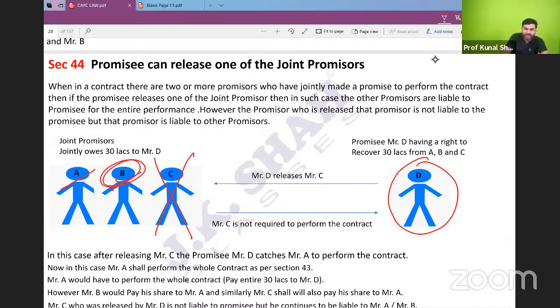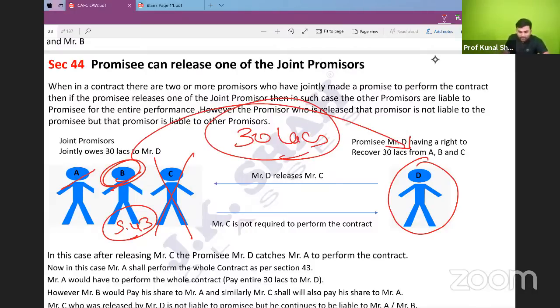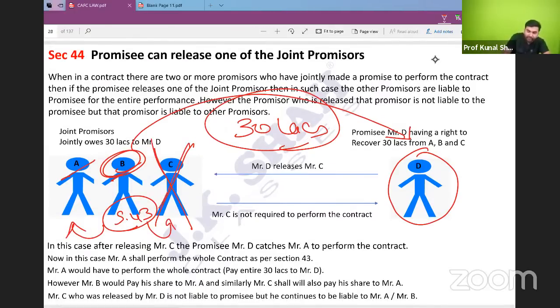D caught Mr. B and he said, hey Mr. B, perform the contract. So as per section number 43, can I say B will have to perform the whole contract, which means B will have to pay the entire 30 lakhs to Mr. D. The moment B performs, B has got a right to recover 10 lakhs rupees from A and 10 lakhs rupees from C. Can C now say that I was already released, hence you cannot demand money from me? No, C cannot say these words to B, because B will say that you were released by Mr. D, not by us. So this is something which is not possible in practical life.